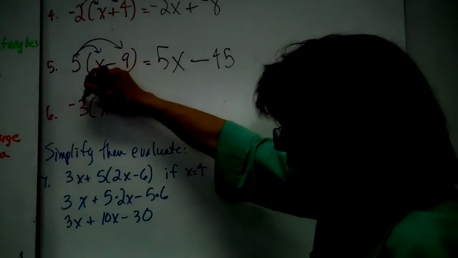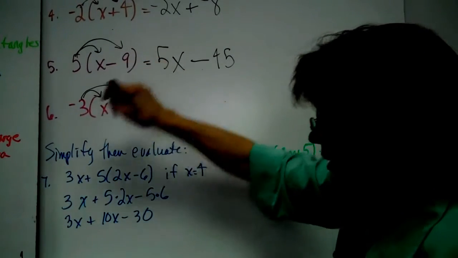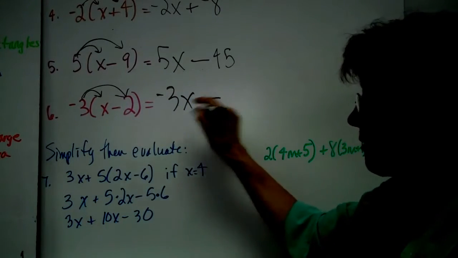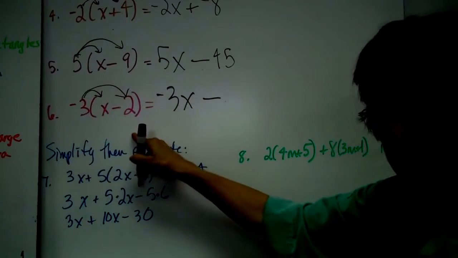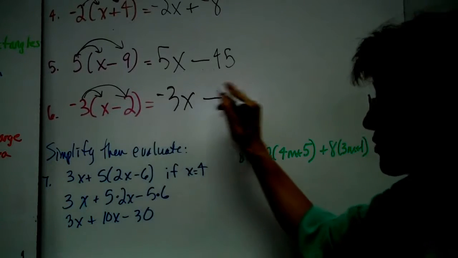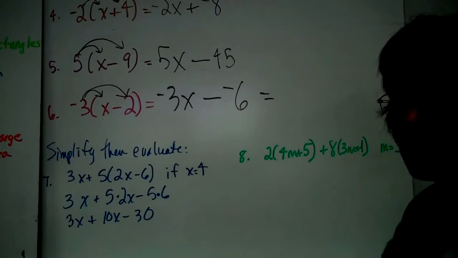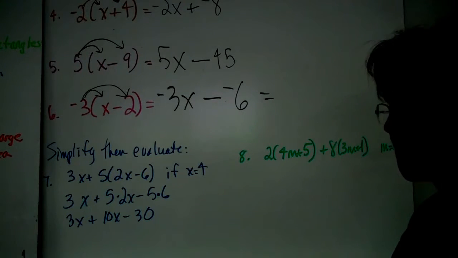Okay, now here I have a negative 3, so I draw my arrows. Negative 3 times x is negative 3x. I write down the minus sign, and I do negative 3 times 2, which we're going to learn is negative 6. Okay, then later we're going to learn how to take care of those two negatives, but for right now you can leave it like that.